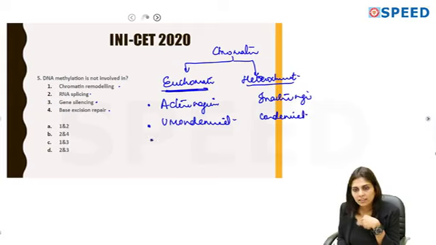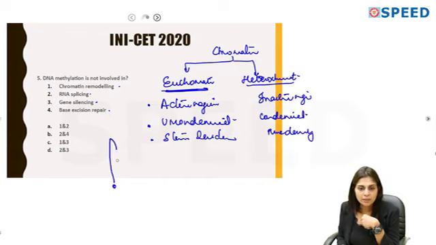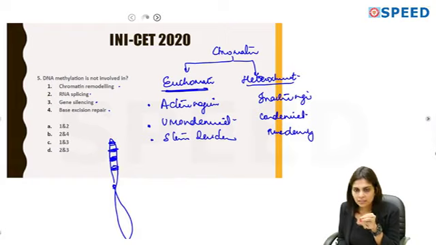When it is uncondensed, euchromatin will stain less densely, and heterochromatin stains more densely. That is why whenever you do G banding or Giemsa staining of your chromosome, you find alternating dark and light bands. If you see a dark band, it means it is condensed, it means it is inactive, and vice versa.